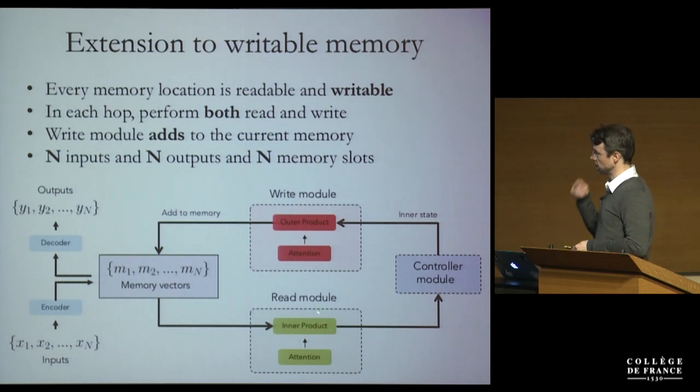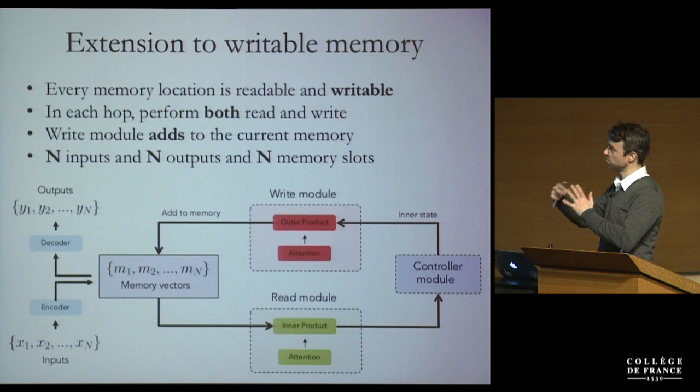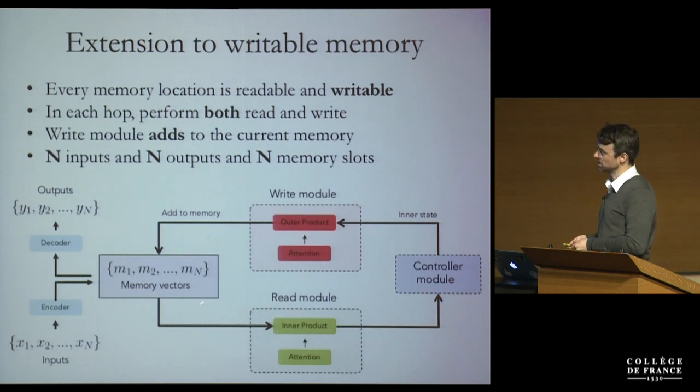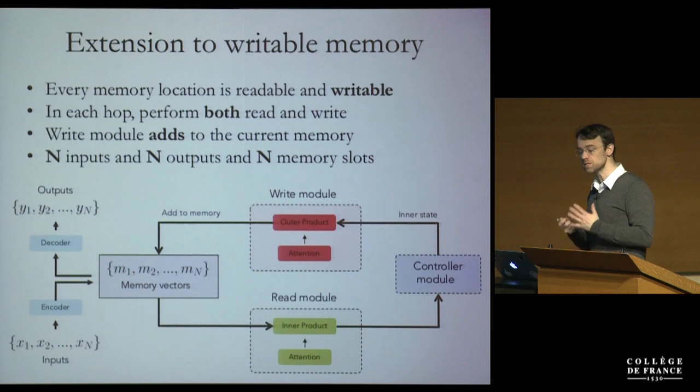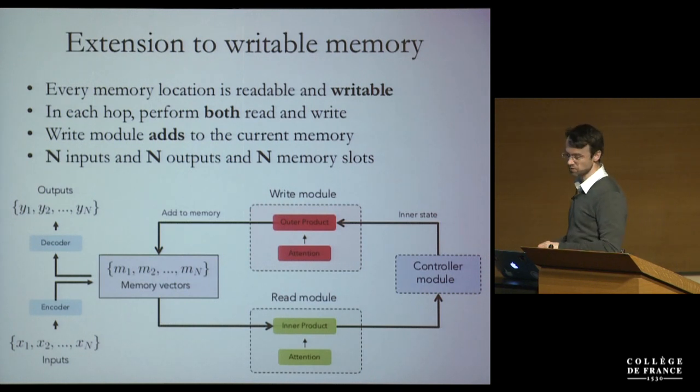Now, the new piece here is this write module. You can take the controller state and outer product it with some kind of attention vector, instead of doing the inner product operation. And that will give you a matrix which you add to your current set of memory vectors. That's one simple mechanism for updating the memory. Again, it's all simple differentiable operations, so you can backpropagate through this whole thing.